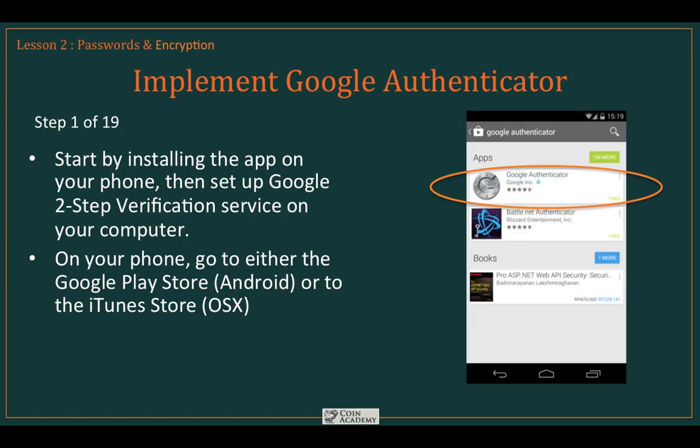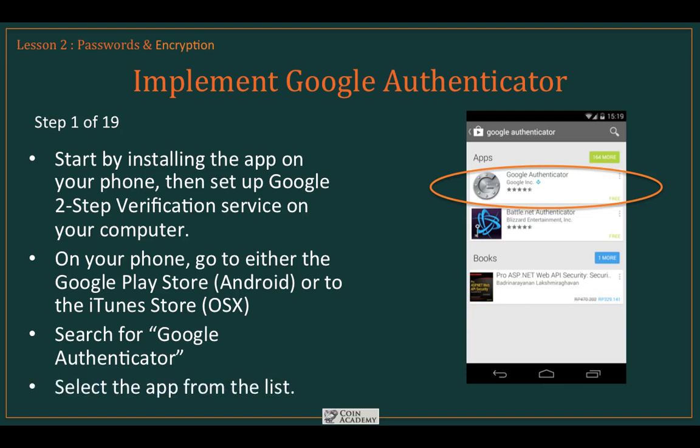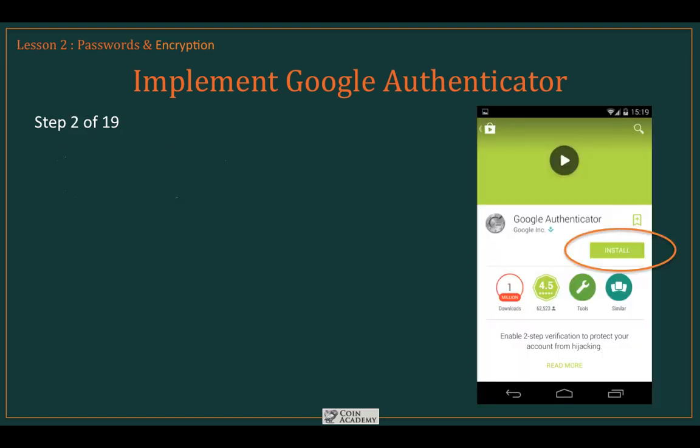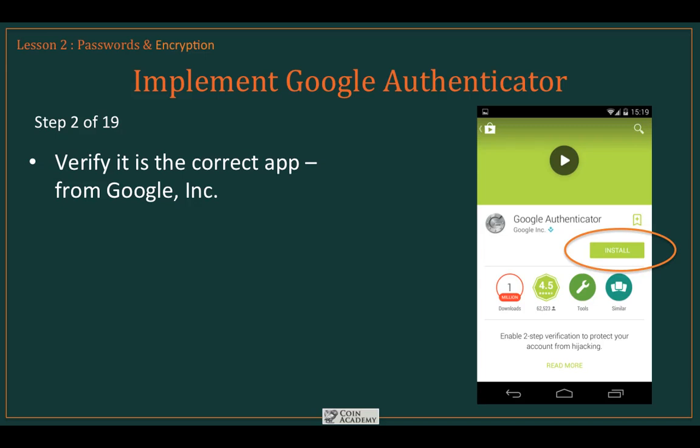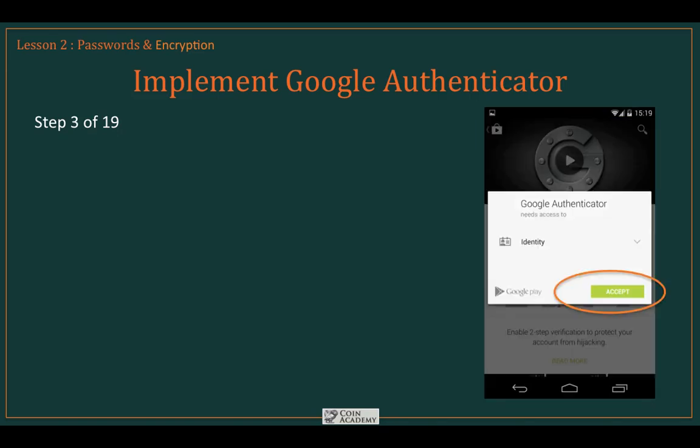On your phone, go to either the Google Play Store if you're on Android or to the iTunes Store if you're on OS X. There you can search for Google Authenticator, and you can see that in the image here. Once you've found it, select the app from the list. When it appears on the screen, take a good look, make sure it is the correct app, that it is from Google Incorporated, then click the Install button.